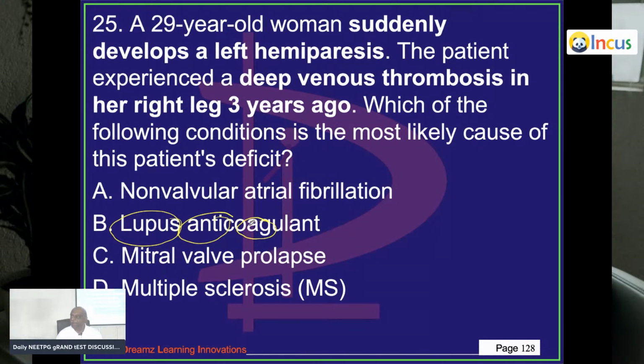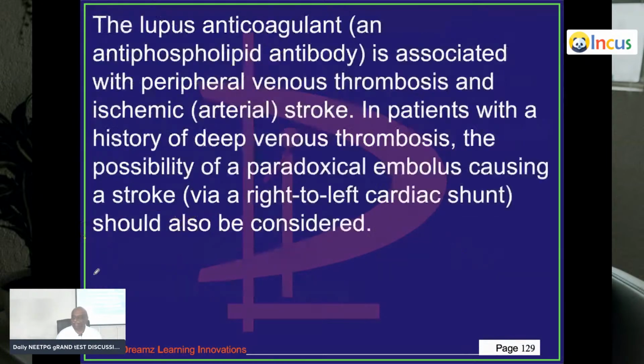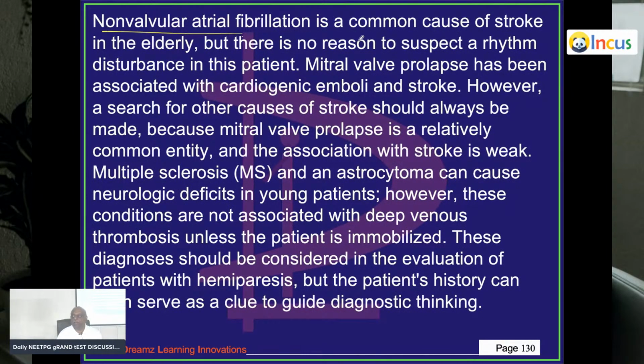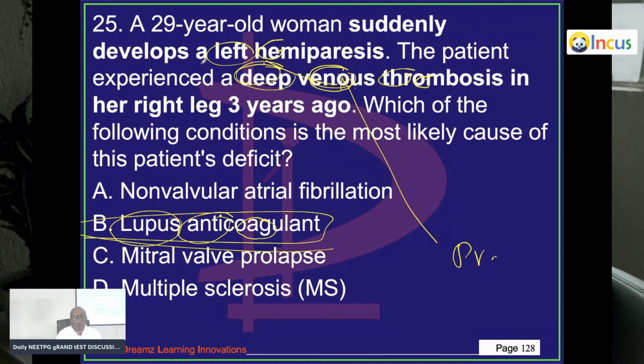Atrial fibrillation. Here we are asking why the DVT came and why it embolized. She developed a hemiparesis and she earlier experienced DVT. Now what can be responsible for her DVT? It's one of the prothrombotic states. That is lupus anticoagulant. Non-valvular atrial fibrillation causes stroke in the elderly, but there is no reason to suspect rhythm disturbance in this given patient. Earlier she didn't have atrial fibrillation.